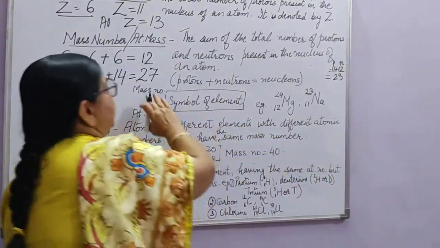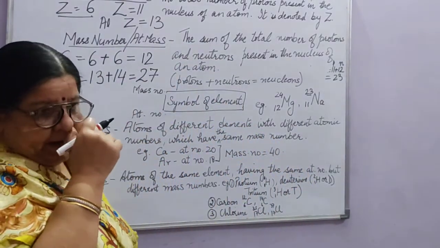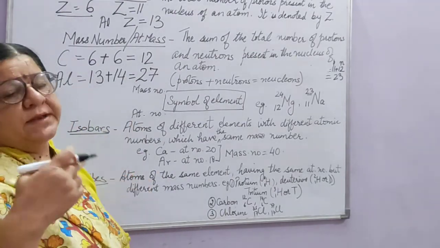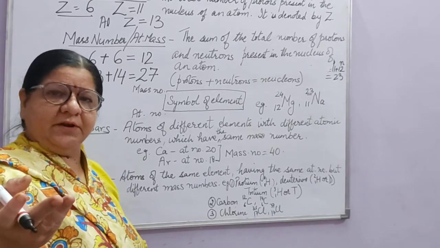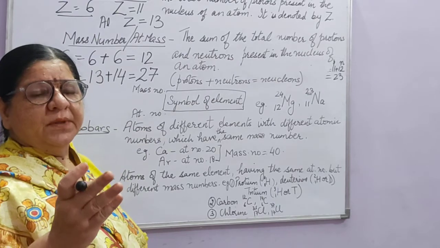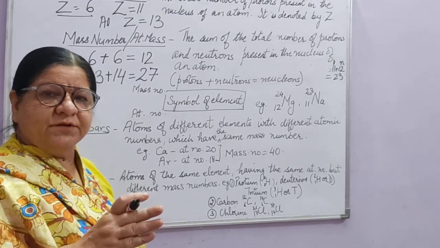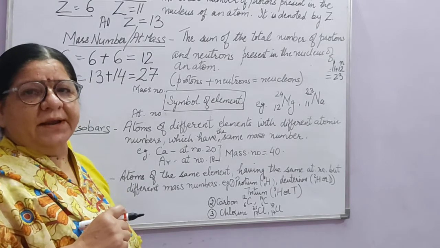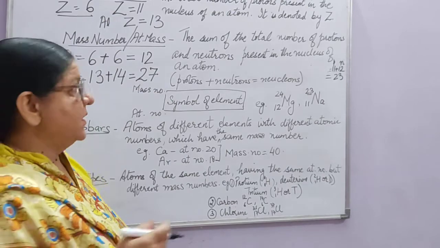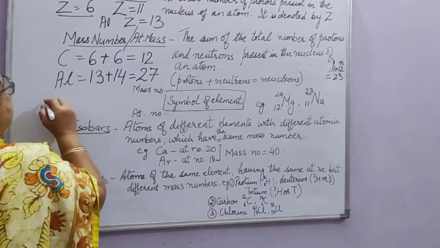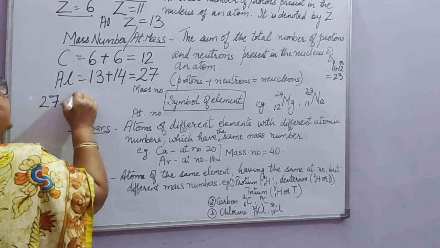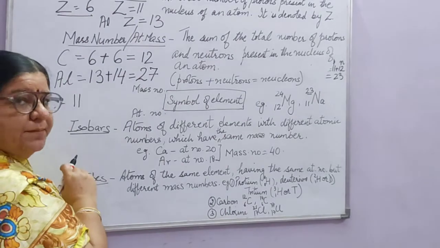So we can calculate the mass number like this. Suppose the atomic number, or number of protons, is given to you, and neutrons is given to you, you can calculate the mass number. Or suppose the mass number is given to you and the atomic number is given to you, and you are asked to calculate the number of neutrons. You can calculate that also. Suppose the mass number is 27 and the atomic number is 11. Atomic number means the number of protons.